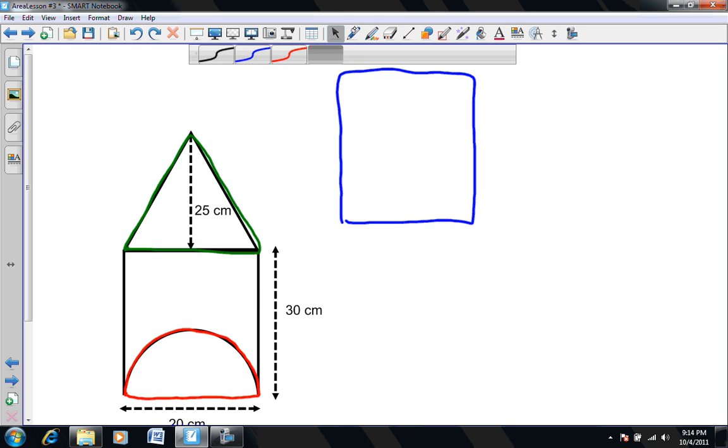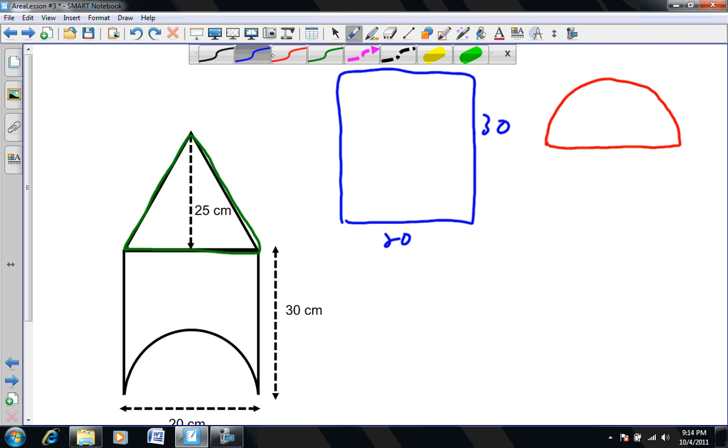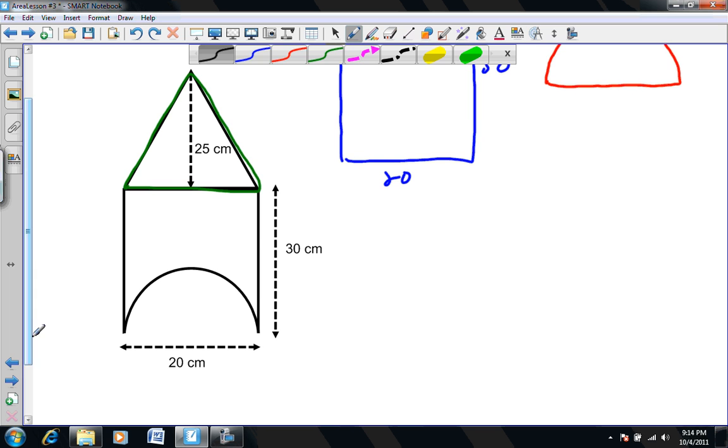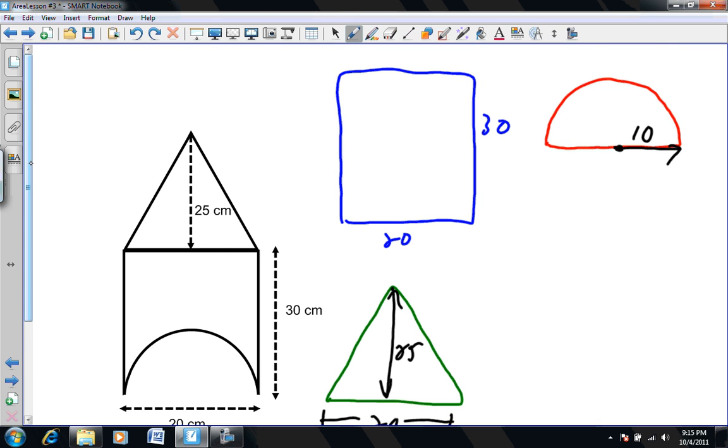So I have 3 different shapes I need to find the area of. I've got this rectangle, which has dimensions 30 by 20. I've got this semicircle, which is half a circle. And what's really important in a circle is the radius. Well, if the distance all the way across is 20, then the radius has to be 10. And then I've got this triangle down here. In this triangle, the important things are the base, which is 20, and the height, which is 25. So what do I have to do? I have to find the area of each of these figures.